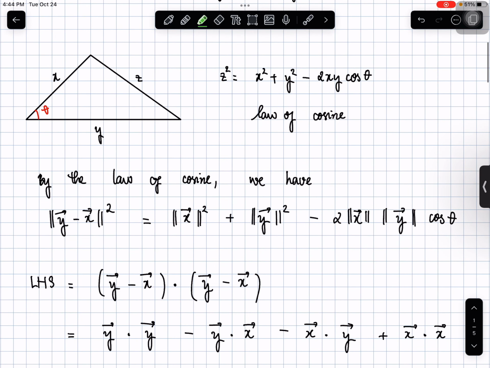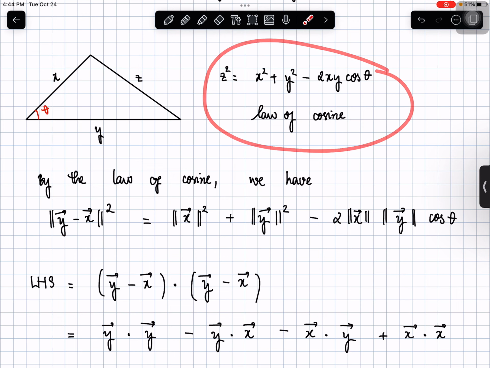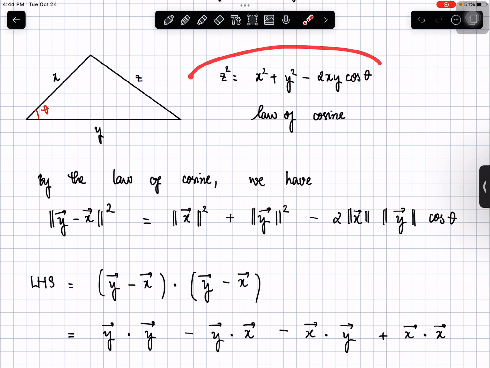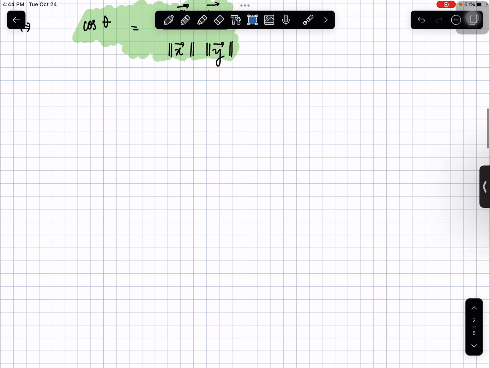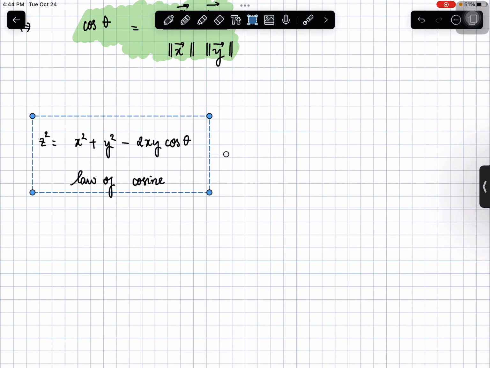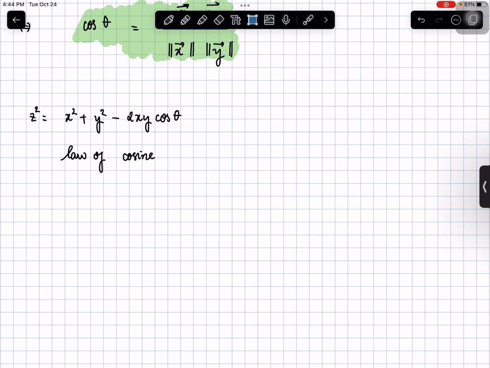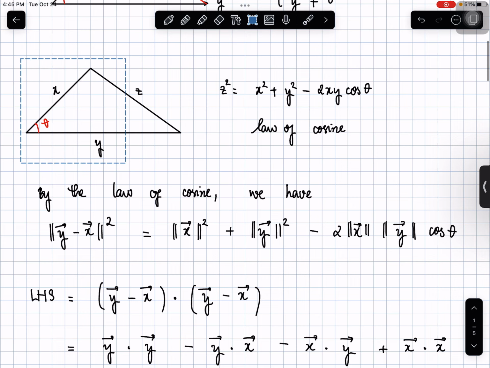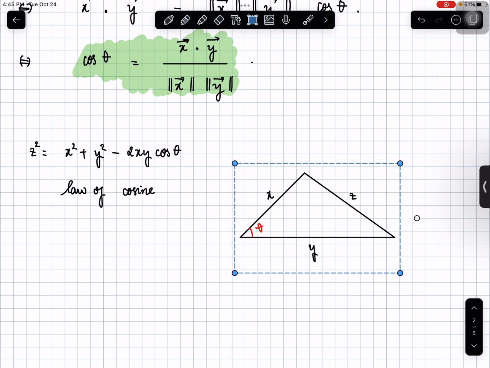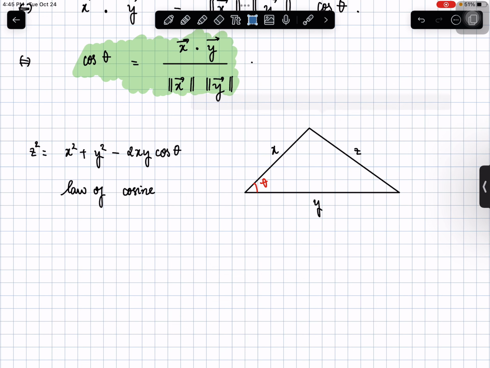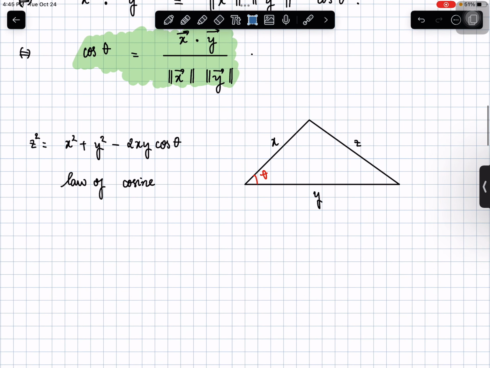This is where we need to prove the law of cosines. We can skip it if this is given to us. Okay, how to prove the law of cosines? Let me have the picture here. We need to prove that z squared equals this.